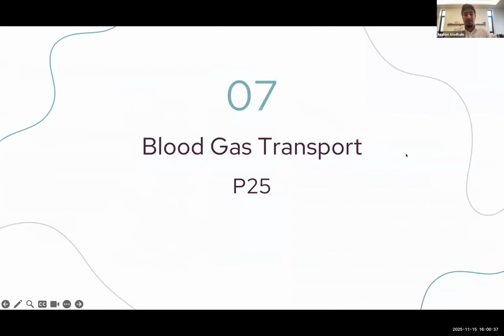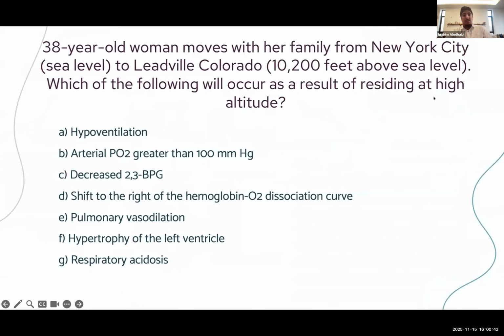Moving on to our next lecture, we're going to be talking about blood gas transport. A 38-year-old woman moves with her family from New York City to Leadville, Colorado, which is 10,200 feet above sea level. Which of the following will occur as a result of residing at a high altitude?